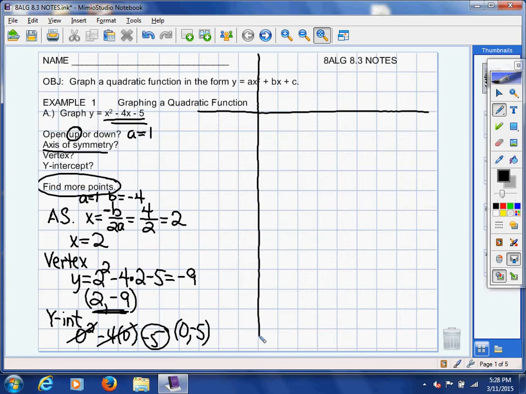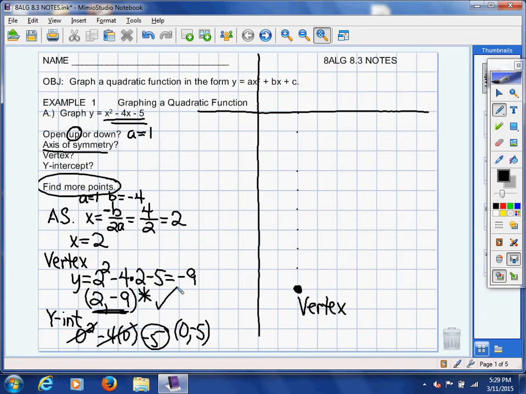And let's start with the very first point that we know. Let's graph our vertex. Let's go to 2 on the x and then count down 1, 2, 3, 4, 5, 6, 7, 8. And there's negative 9. There's your vertex. That's the very bottom of your graph because from that vertex, the parabola is going to open upward from that vertex. So it's very important that we know that.